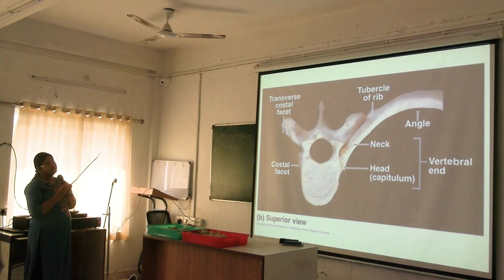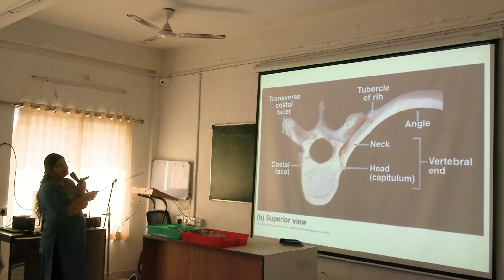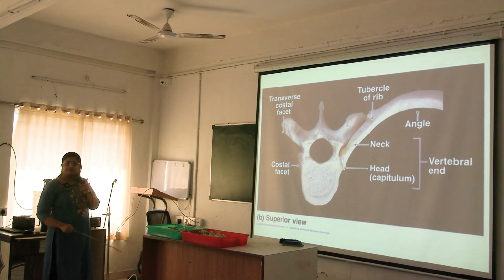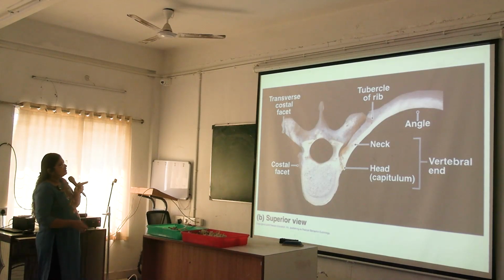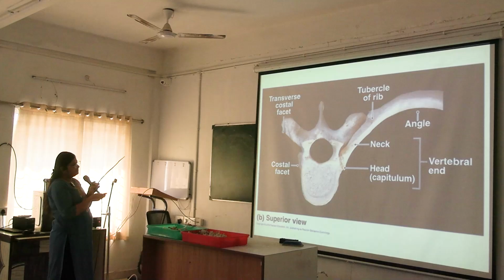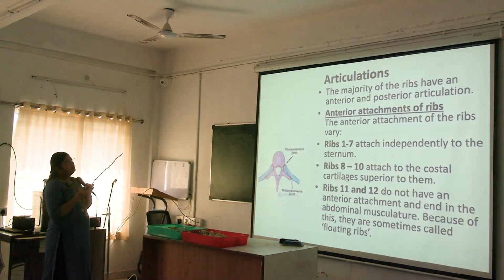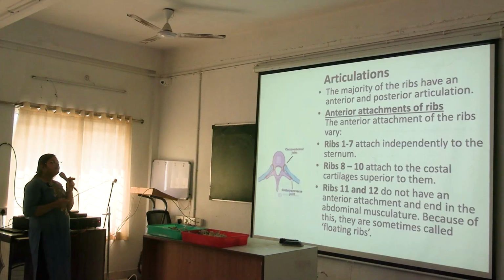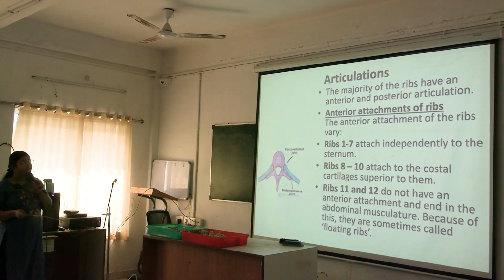The articulation is like this. You will be asked to articulate the ribs with the vertebra during your practical. So see those articulations: the vertebral body articulating with the head, and the tubercle articulating with the transverse process. Next there will be the angle. So articulations are important. The majority of the ribs have an anterior and posterior articulation.